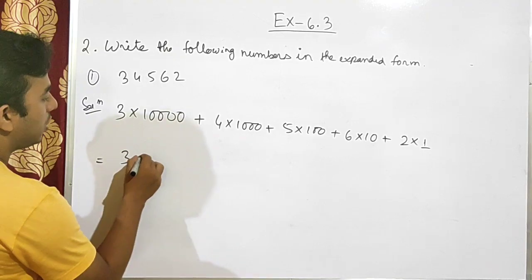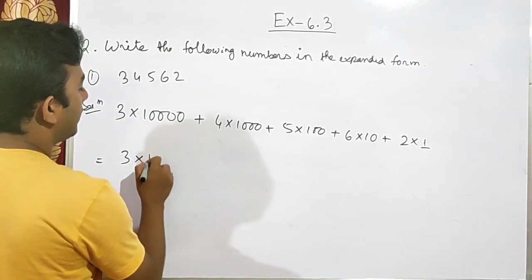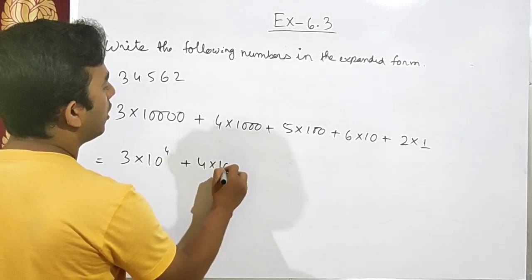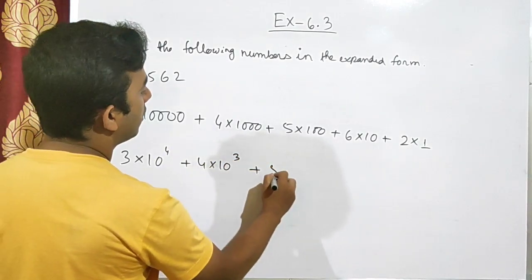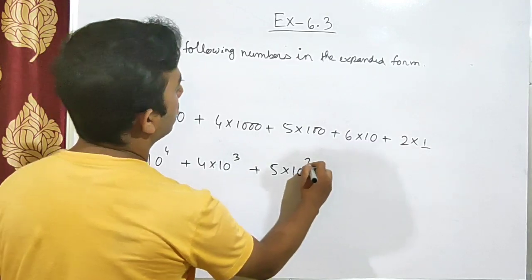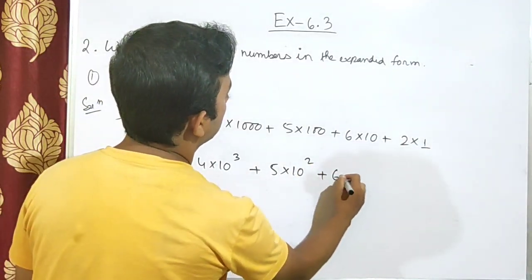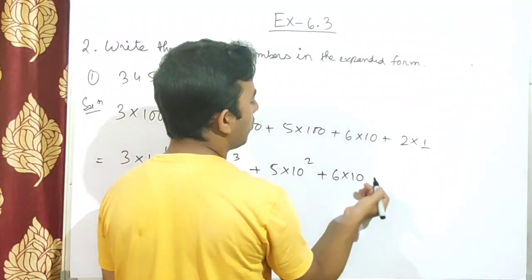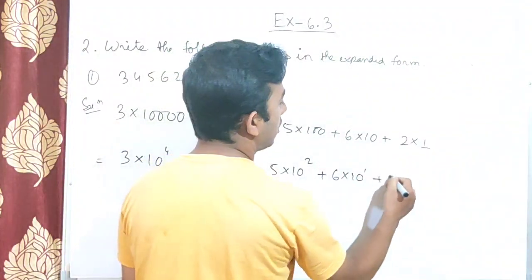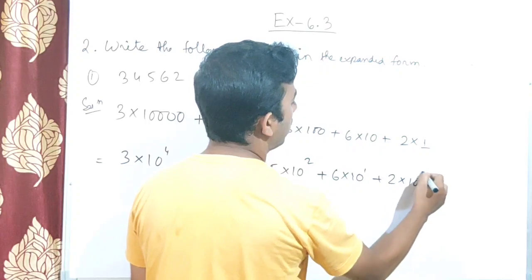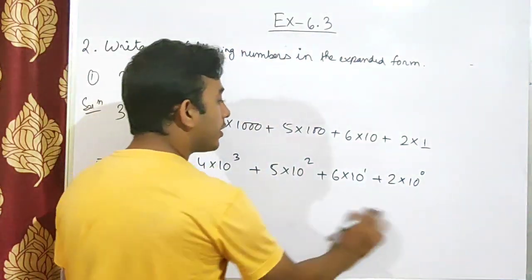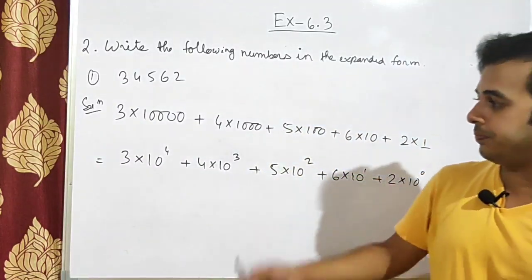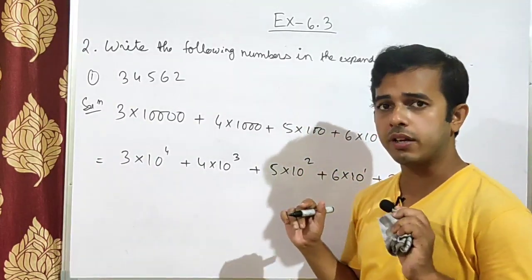So now we can express it like this, right? 3 into 10 to the power 4 plus 4 into 10 to the power 3 plus 5 into 10 to the power 2 plus 6 into 10 to the power 1, no problem, plus 2 into 10 to the power 0. So this is our expanded form, isn't it? I hope you are clear, right?